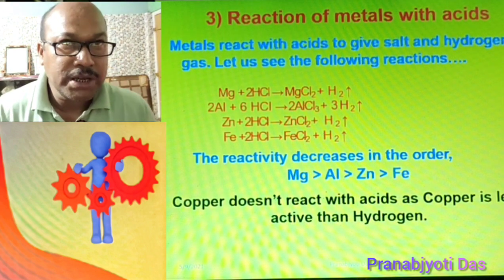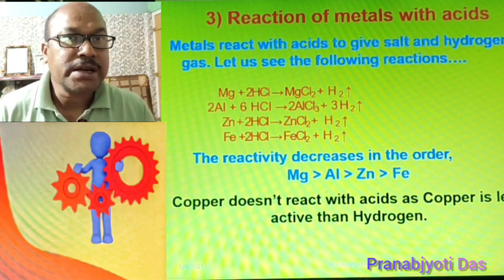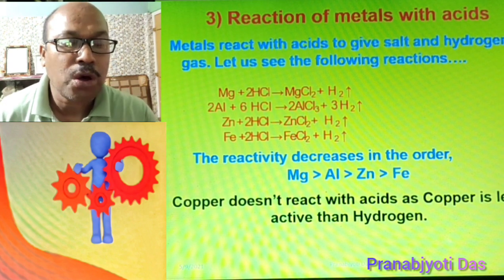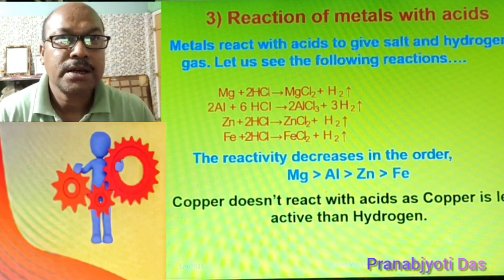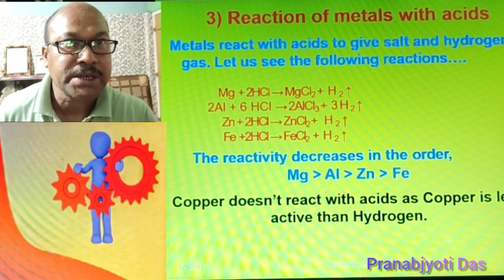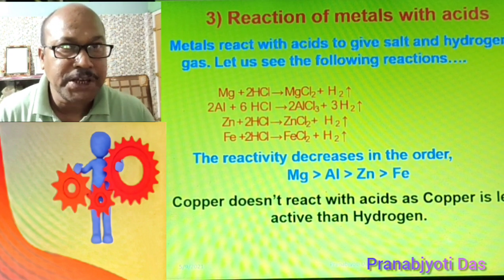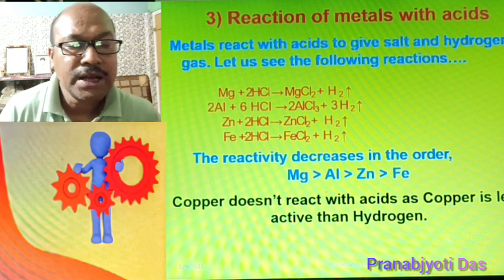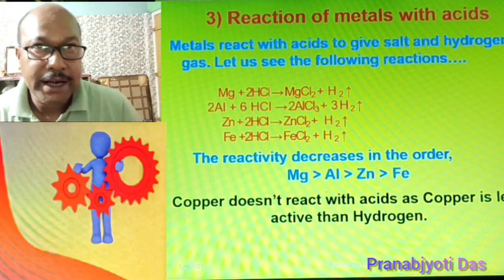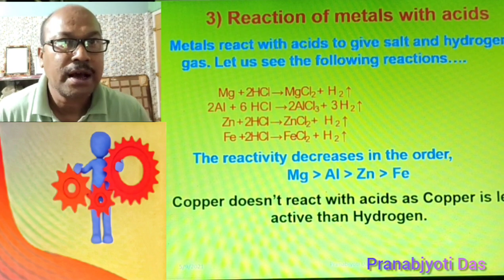Now we come to the reactions of metals with acids. Metals react with acids to produce salt and hydrogen gas. We came to know these things when we discussed acids, bases and salts in chapter number 2. So it is a repetition of what we learned in the second lesson: metals react with acids and produce salt and hydrogen gas.